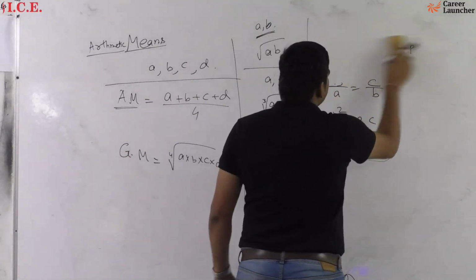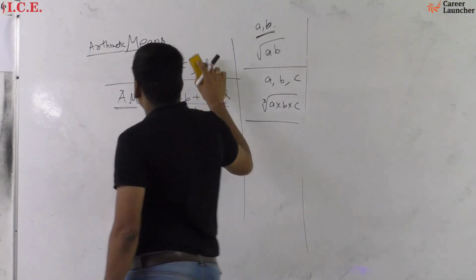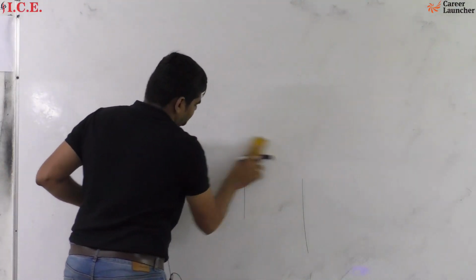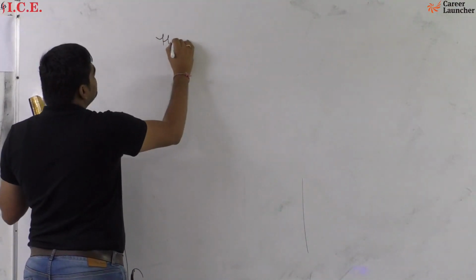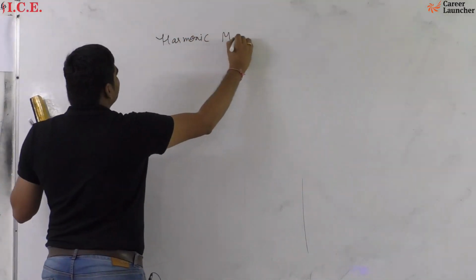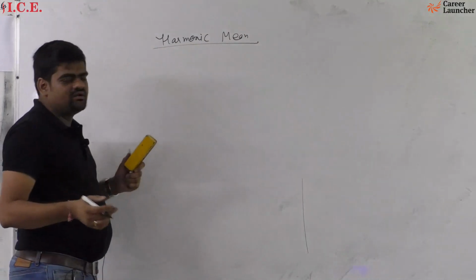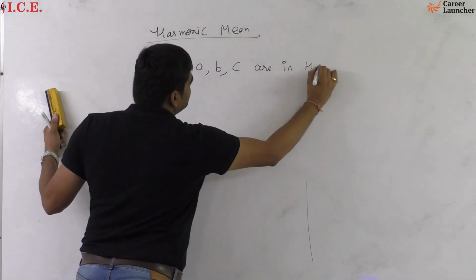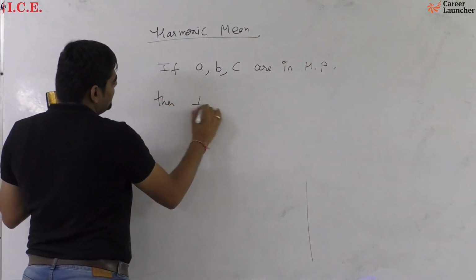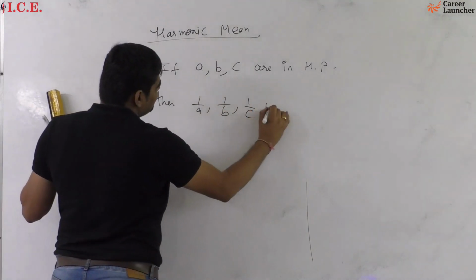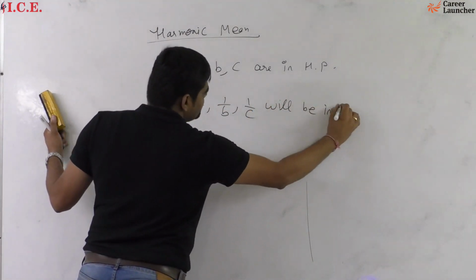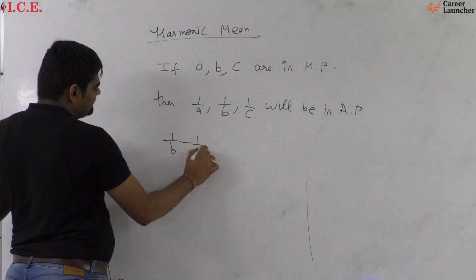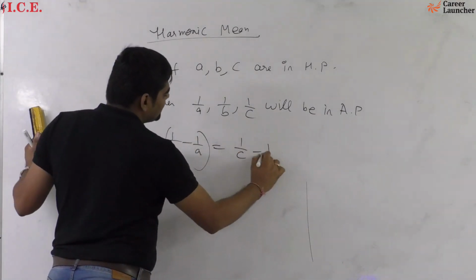Now let us also talk about HP or harmonic mean. Let us understand that also. I have already discussed this. It is not very important from the exam point of view, but still, let's say if A, B, C are in HP, then can I say 1 by A, 1 by B, 1 by C will be in AP? Yes. And if they are in AP, I know the second term minus the first term is equal to the third term minus the second term.